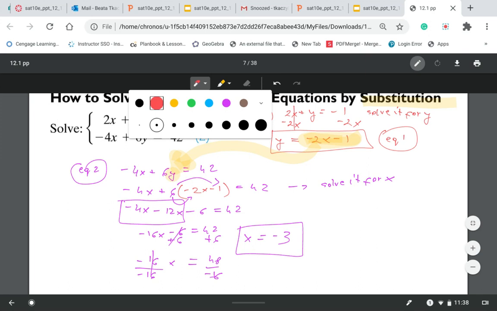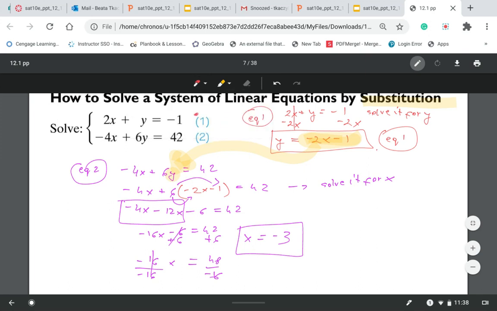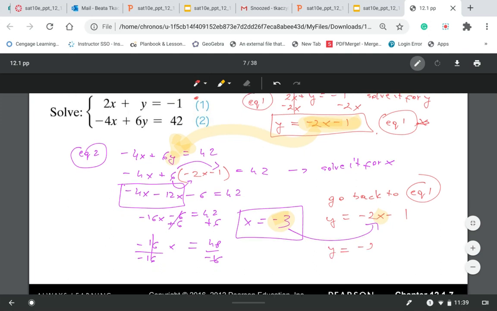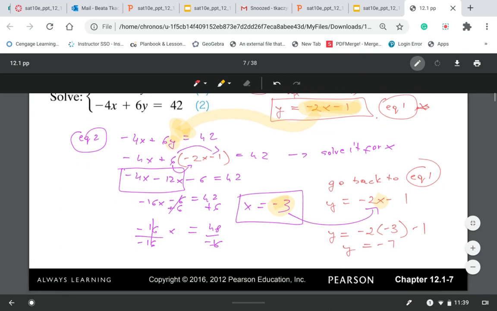Now to find the y-coordinate, we're going back to equation 1. We know that y is equal negative 2x minus 1, and we're going to replace x with negative 3. That's why that method is called substitution. So we have y-coordinate equal negative 2 times negative 3 minus 1, and we have y equal 6 minus 1.